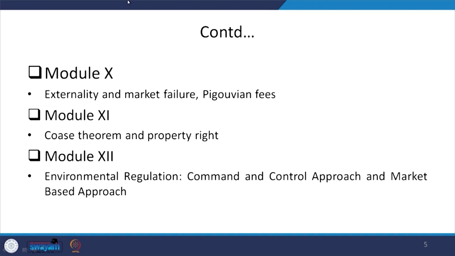Then another important topic which we will discuss in this course is Coase theorem, and Coase theorem is related to property rights, and one of the main reasons for the market failures in case of environmental products is lack of property rights. So, how to ensure proper property rights, and the Coase theorem which clearly states that if property rights are well defined, whosoever is receiving the right, it hardly matters, but efficient solution will occur if these rights are traded in the market.